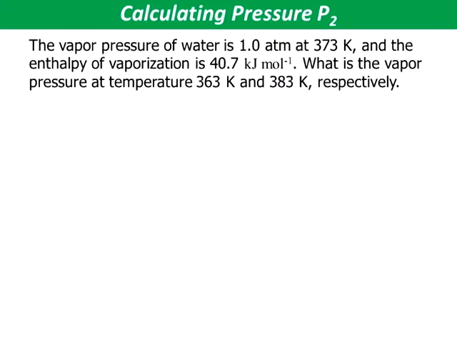Let's work another problem. The vapor pressure of water is 1 atmosphere at 373 K, and the enthalpy of vaporization is 40.4 kilojoule per mole. What is the vapor pressure at temperature 363 K and 382 K respectively?